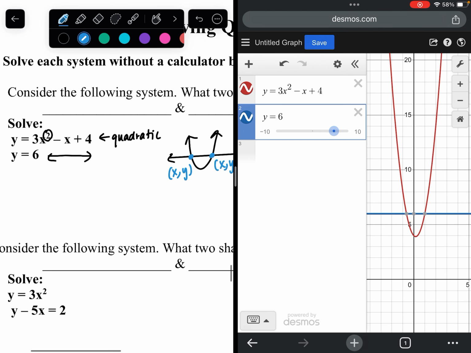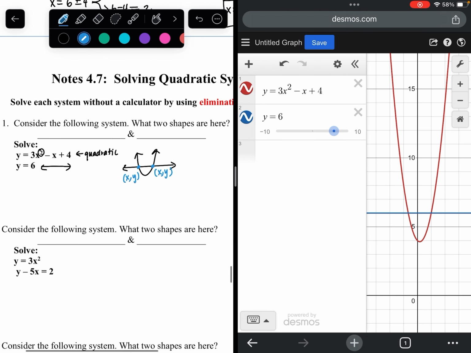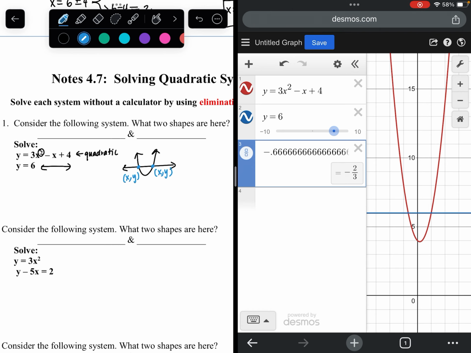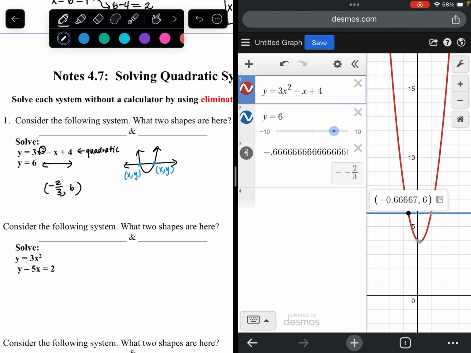The quadratic is the red curve and the y equals 6 is the horizontal line. And so just like with linear systems, our solutions are the intersection points. And so in this case, we have negative 0.6 repeating for the x coordinate and 6 for the y. And so negative 0.6 repeating is negative 2/3. And so one solution for this curve is negative 2/3, comma 6. And the other solution is 1, 6.